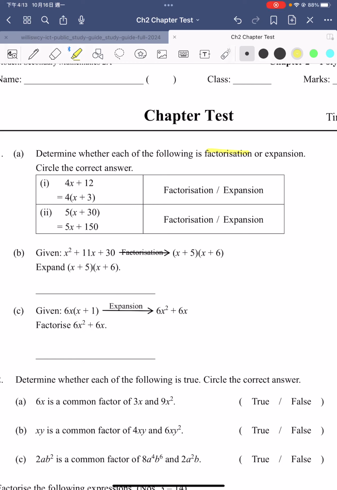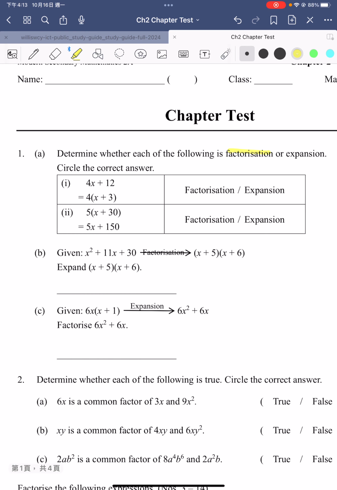Hello guys, in this video we're going to talk about the chapter 2 test, factorization of the polynomials. So first of all, in question 1a, they're asking about whether each of the following is a factorization or expansion.